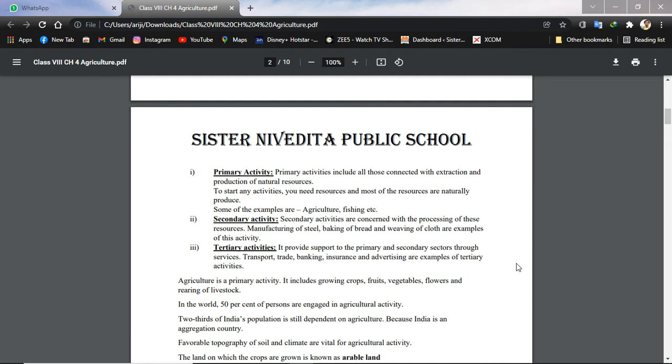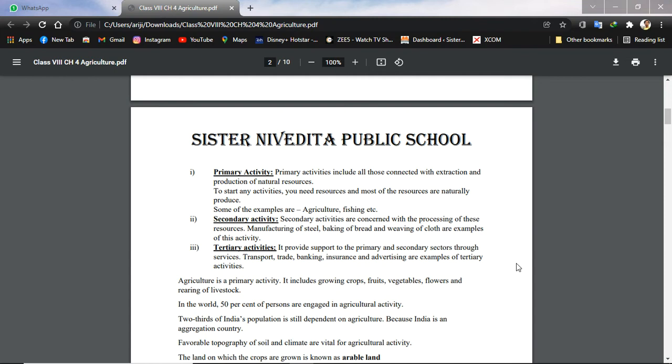Now coming to the last one, the tertiary activities. The tertiary activities mean providing services. Remember it, providing services like teacher, doctor, engineer, those people give you services, and that is included in the tertiary activity.